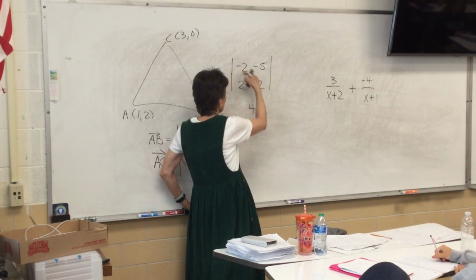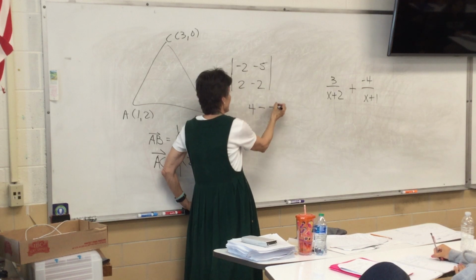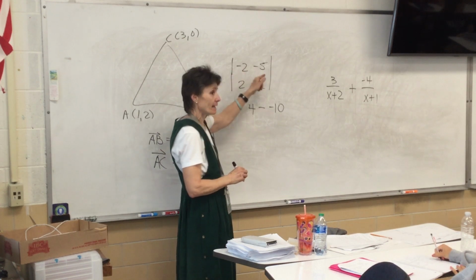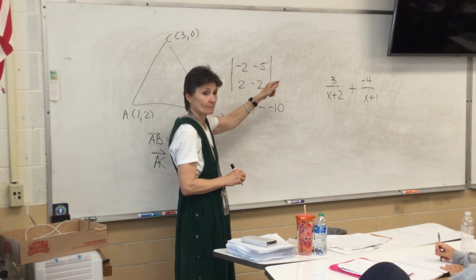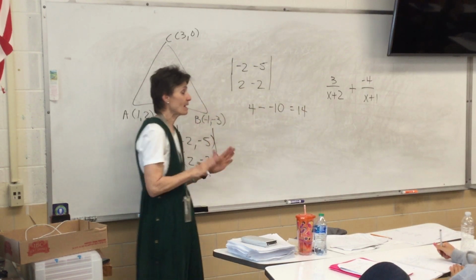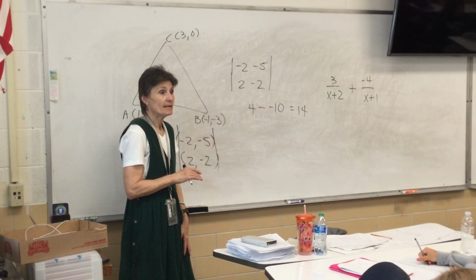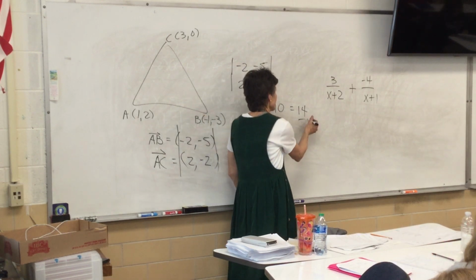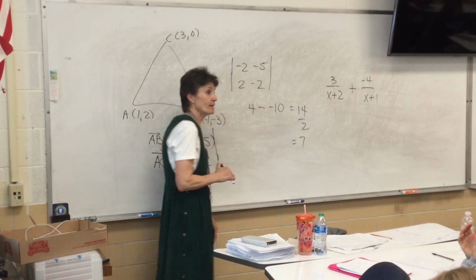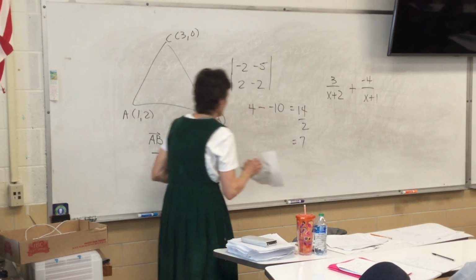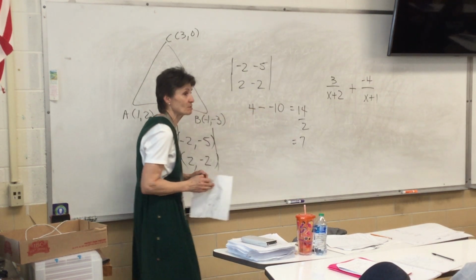So that's going to be 4 minus negative 10, which is what? 14. And then the last step is? Divide by 2. Anytime you're finding the area of a triangle, there's a half involved somewhere. And in this case, it's at the end. So the area is 7. Okay? All right, one more problem. Any question about this before I erase it?